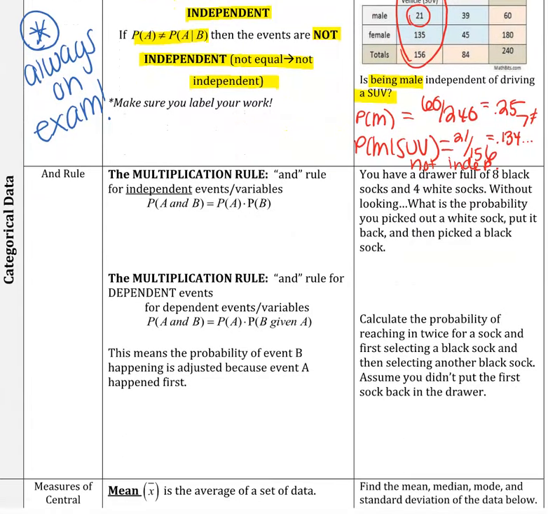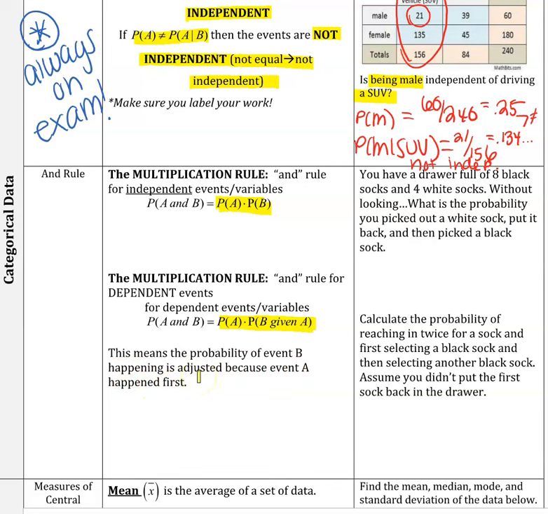All right, next is talking about our AND rule, which AND implies we're going to do some multiplication. So if we know we have independent events, we can just simply multiply them together. If we have not independent events, we're still going to multiply, but we're going to have to be cautious of how that second probability is impacted. So this just means the probability of event B happening is adjusted because event A happened first.